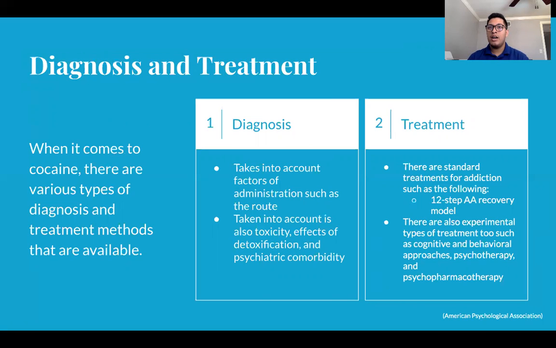Treatment, there are many rounds of treatment that you may be able to get available for you to use. There are standard treatments such as a 12-step AA recovery model, but it even goes as far as experimental types of treatment such as cognitive and behavioral approaches, psychotherapy, and psychopharmacotherapy as well.